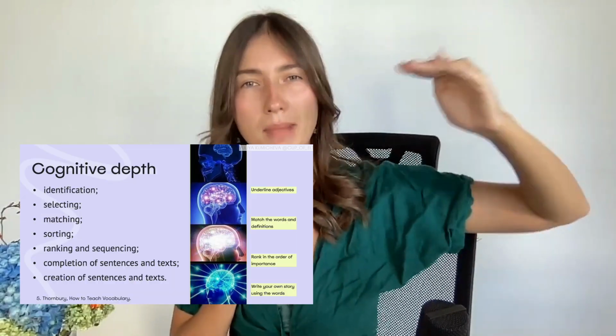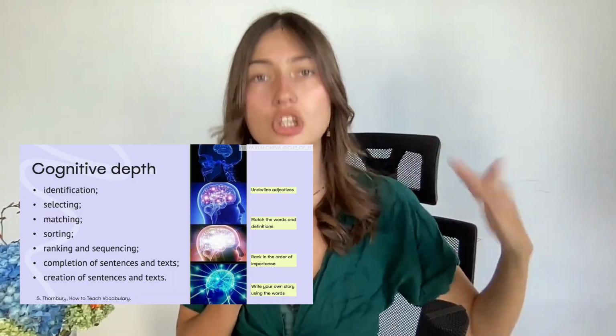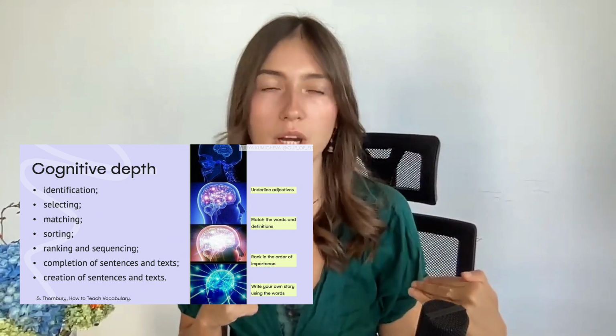So again, it's identification, selecting, matching, sorting, ranking, completion, and creation. So all of them work. The idea that Scott Thornbury lays out in his book is that the more cognitively challenging the task is, the more likely students are to remember the word. And it makes sense.